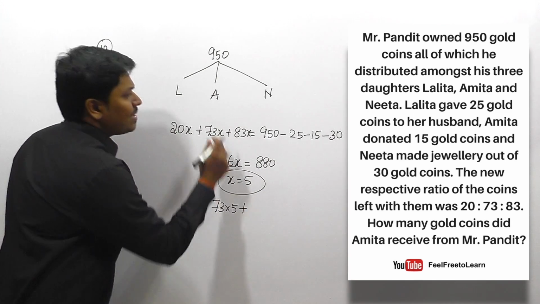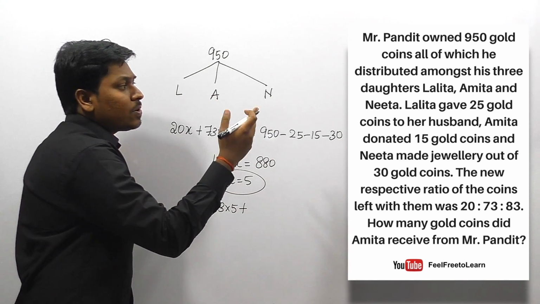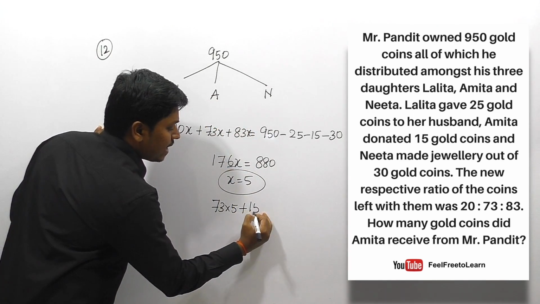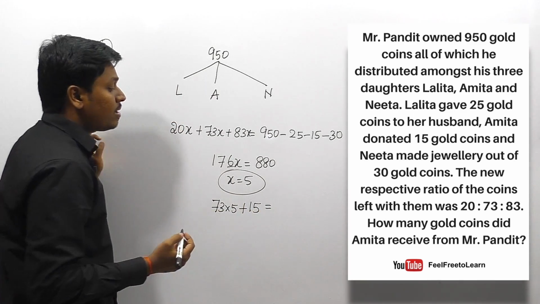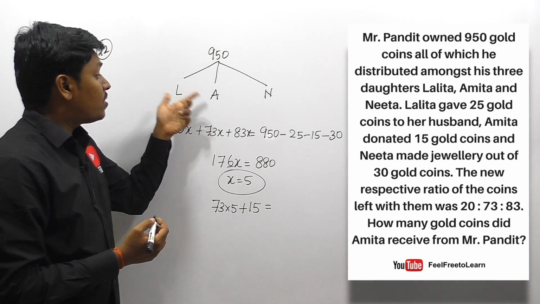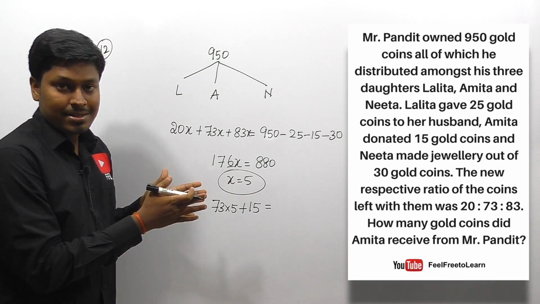Plus, Amita donated 15 gold coins, right? So we can add 15 here. The resultant answer will be the total number of coins received from Mr. Pandit by the daughter, Amita. So friends, are you able to understand this concept?